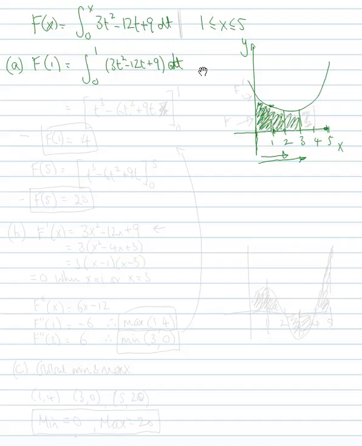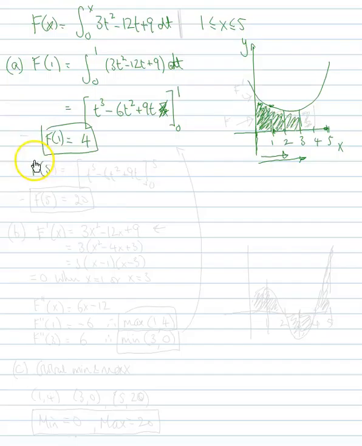Now this is in the calculator section, so we can just plug that into the calculator if you wanted to, but let me actually do the integration for you. The integral of 3t squared is t cubed, 12t becomes 6t squared, plus 9t. Plus a constant, but we can forget about the constant because it'll cancel out when we plug in 0 and 1. The 0 value is really easy because you just get 0, and the 1 value becomes 1 minus 6, which is minus 5, plus 9 is 4. So f of 1 equals 4.